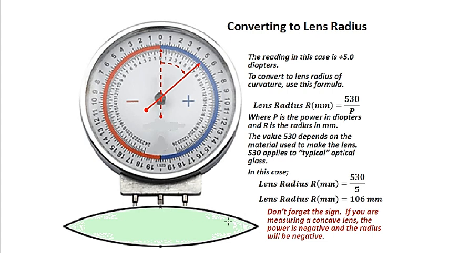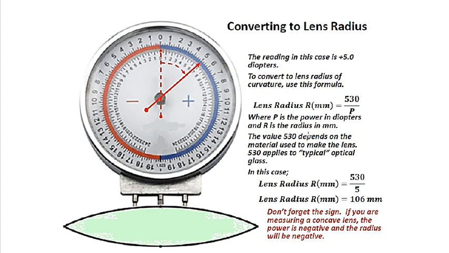The very first example was with the convex lens, and there we got +5 diopters from the reading. We're going to convert that to the lens radius of curvature and use it in this formula. For this level we're using a different formula: 530 divided by P, which gives the lens radius R in millimeters. Here P is the power we measured, +5 diopters. The reason we use this equation is because of the material.